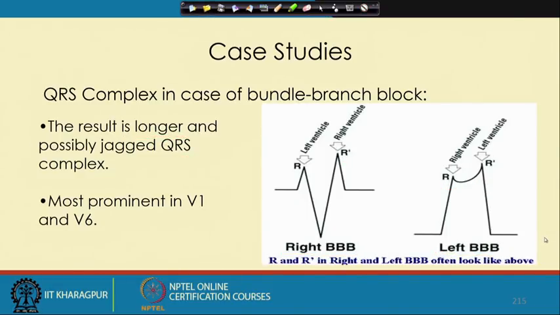So, this is one example where by looking at the shape of the QRS complex, we can tell that there is a bundle block, maybe in the left or in the right. Okay. Or more precisely we can say bundle branch block.